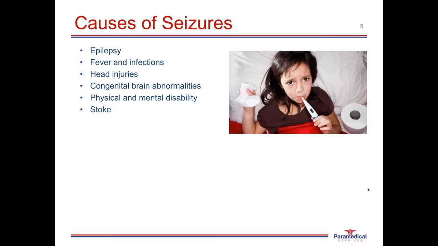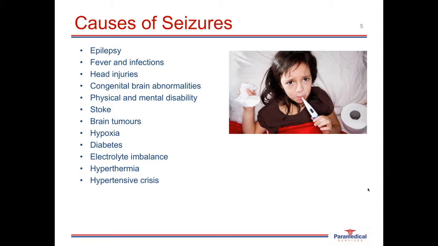Patients that may have experienced a stroke are more prone to having a seizure. Brain tumors, hypoxia, when the brain and the whole body is not receiving the appropriate amounts of oxygen, diabetes, specifically here when patients are hypoglycemic, so not enough sugar in the bloodstream, electrolyte imbalances, hypothermia, hypertensive crisis, when blood pressures are excessively high, eclampsia in pregnancy, which is also related to hypertension, alcohol and drug abuse, and in particular drug withdrawals.